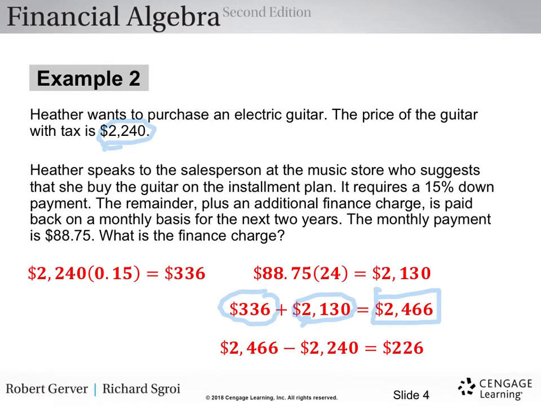So how much finance charge has she had to pay? Well, if you take the $2,466 and subtract from it the purchase price of $2,240, we come out with a finance charge, or the amount extra that she's had to pay in order to get this guitar on the installment plan, of $226.